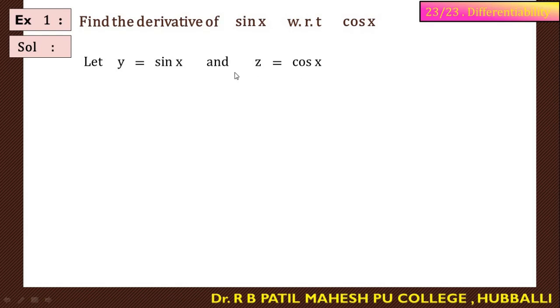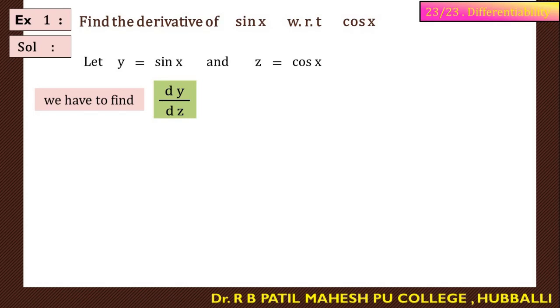Understood? Because z is a cos x function, you have to find the derivative of the y function with respect to the z function, that is denoted as dy upon dz. I hope you understood. So this is called the derivative of a function with respect to another function. Now it is very simple to find dy by dz. y is a function of x, z is also a function of x. Find these two functions' derivatives and divide, you will get dy upon dz.